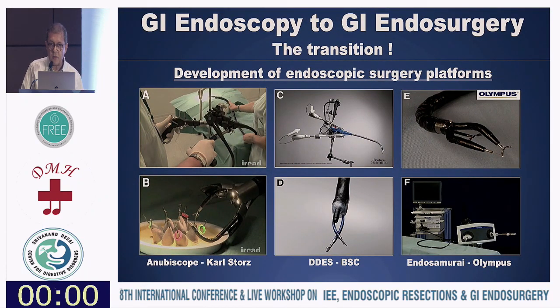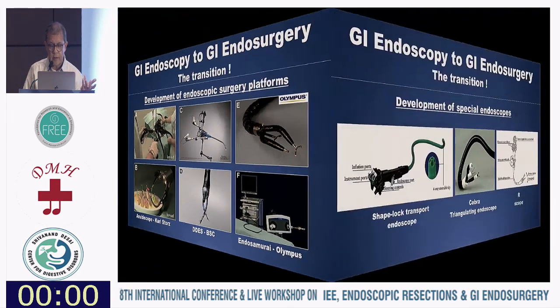So certain industry partners already started developing such type of platforms. And you see here the initial platforms which were developed. One was from Karl Storz, second was from Boston Scientific, third was from Olympus. The Karl Storz platform was called Anubis scope. The BSC was called the direct drive scope, DDES scope. Olympus was called Endosamurai. However, none of these platforms stood the test of time because we could not achieve a proper triangulation and a stability at the tip. So they were never ever introduced into clinical practice.